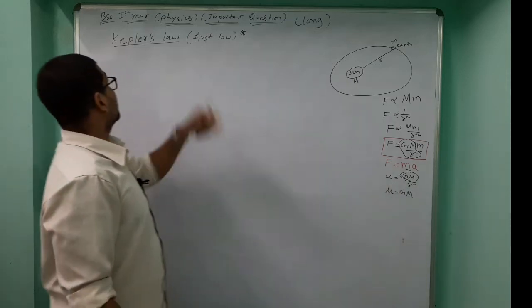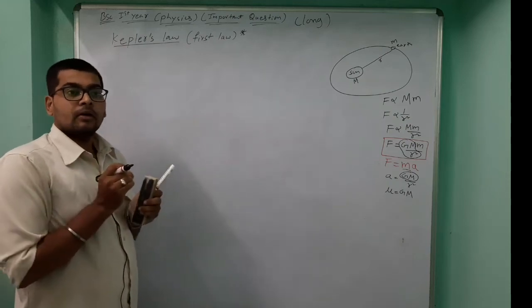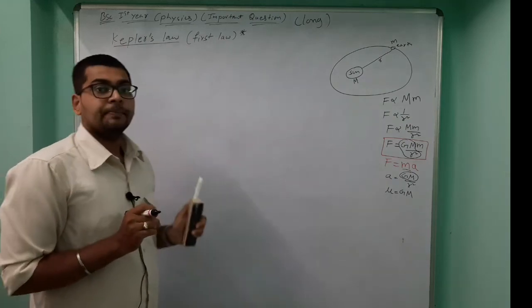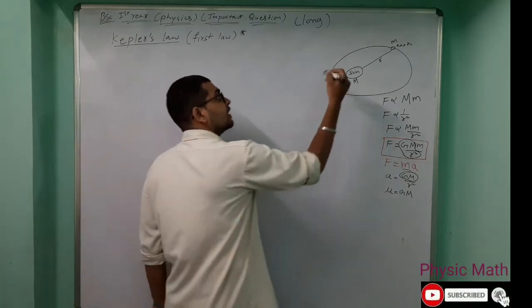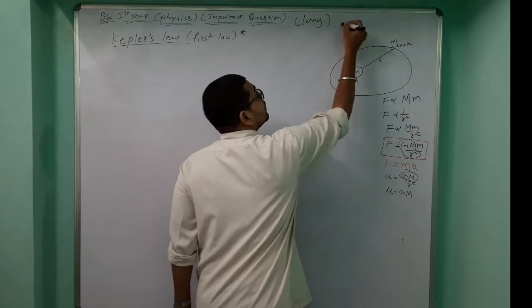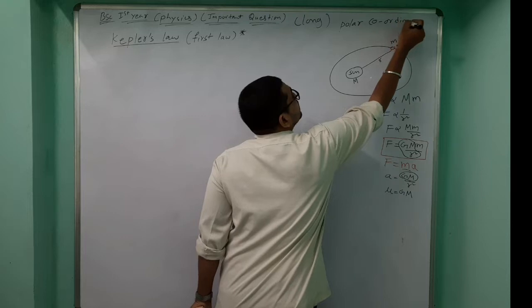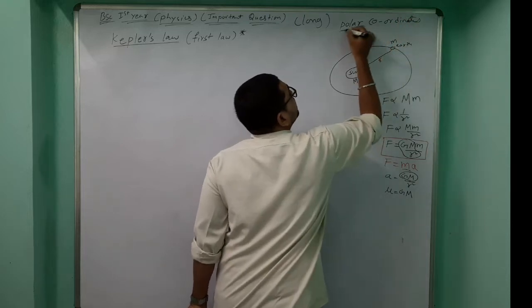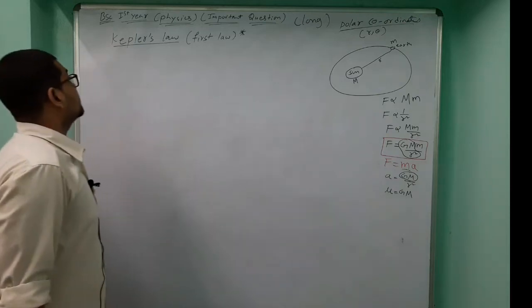Now for Kepler's first law, we need to remember some formulas which are very important. We discuss this in polar coordinates, so it will be r and theta. Polar coordinates r and theta we are discussing.